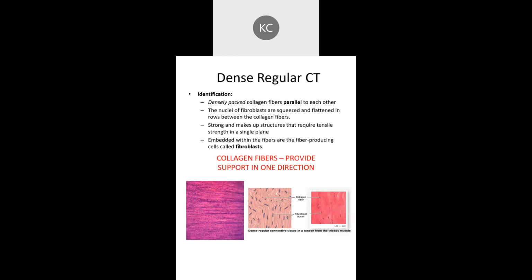Because the collagen fibers are oriented in one direction, going in a single plane, right? They're all going vertically, or they're all going horizontally, and they're going to provide support and strength in just that one plane. So if they're running up and down, they're going to provide support in the vertical plane. If they're running horizontally, they're going to provide it in that side-to-side horizontal plane, all right?